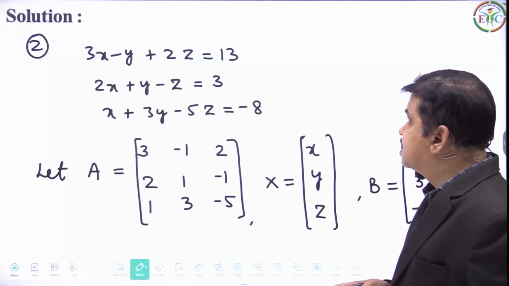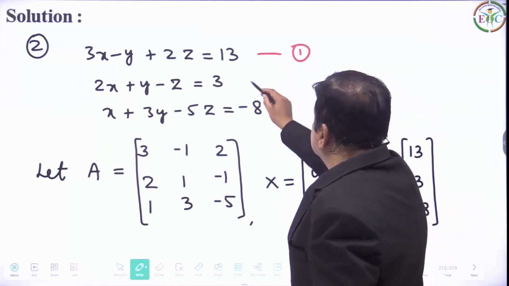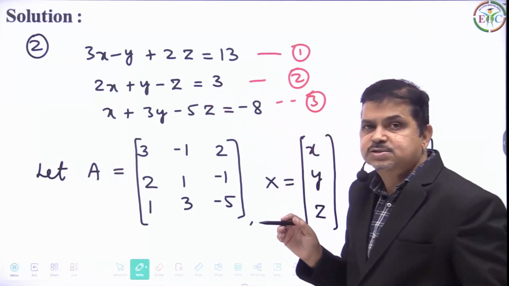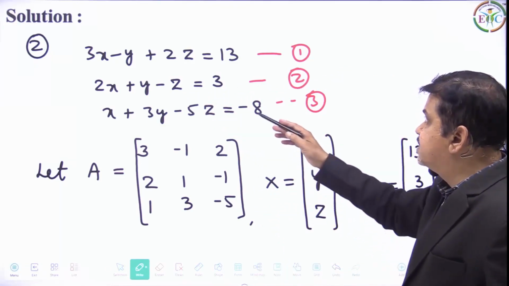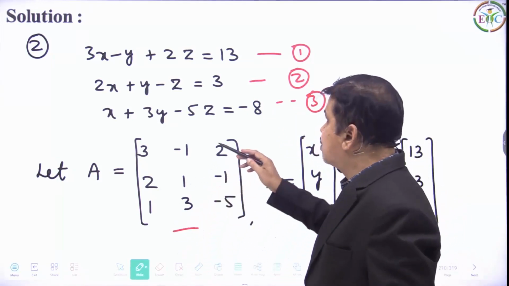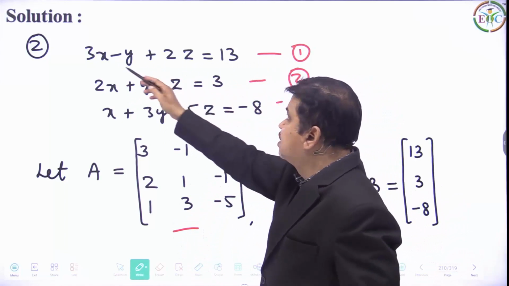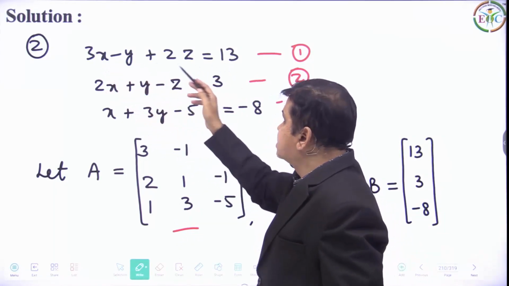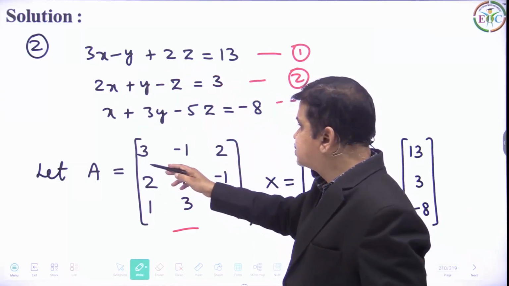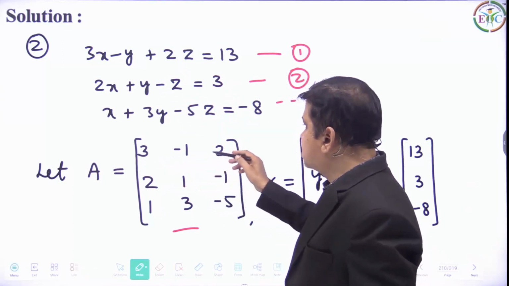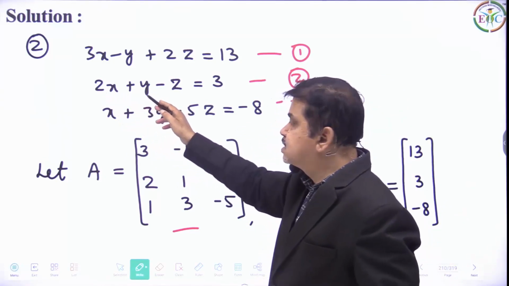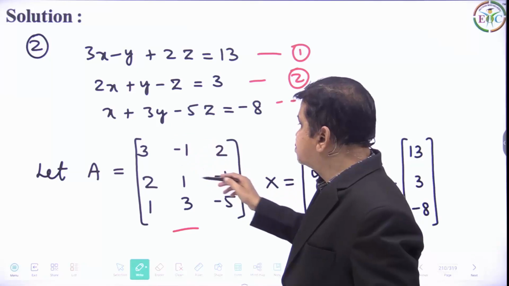So considering equations 1, 2 and 3, by taking the coefficients of x, y and z of the three equations, we can form a matrix A. In equation 1, the coefficient of x is 3, the coefficient of y is minus 1, and the coefficient of z is 2. So the first row of matrix A will be 3, minus 1 and 2. In the second equation, the coefficient of x is 2, of y is 1, and of z is minus 1.